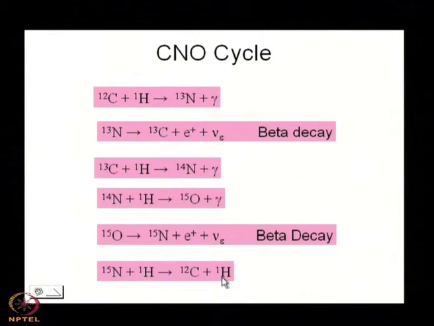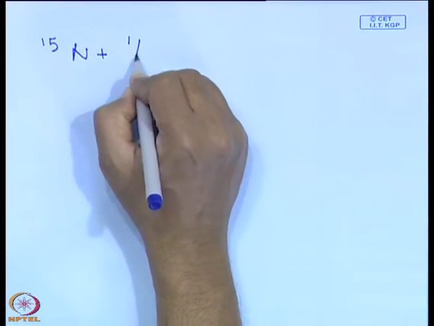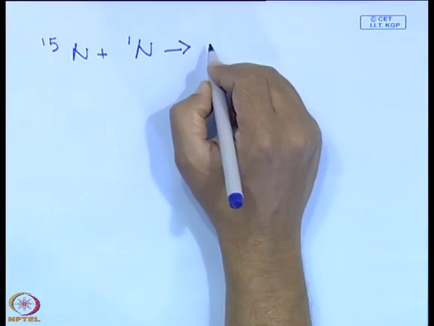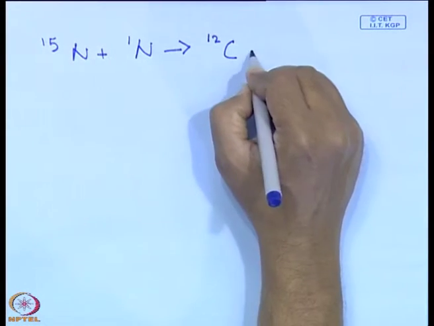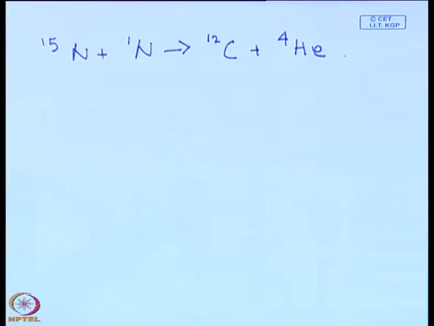Sorry, this has been typed wrong, this should be helium 4, not hydrogen. So, there is one helium 4. So, the last reaction should read nitrogen 15 plus 1 proton goes to carbon 12 plus helium 4. Please make this correction. That is the last reaction in this chain.